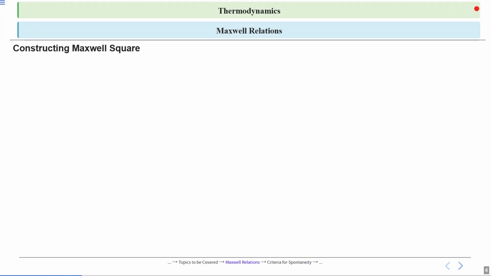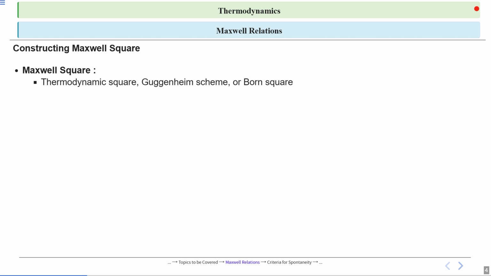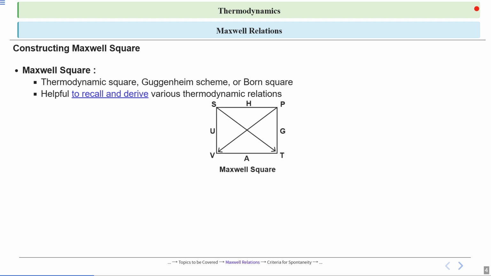Now, to know these Maxwell equations, we have a Maxwell square. You call it a magic square also. There are certain names given to this. You can call it magic square, Bond square, or thermodynamic square, right? These are all names given to this Maxwell square, which is there to create an easy way to learn the relations of Maxwell. Now, this will help you to recall and derive these various thermodynamic relations. What is that square? This square is the Maxwell square.